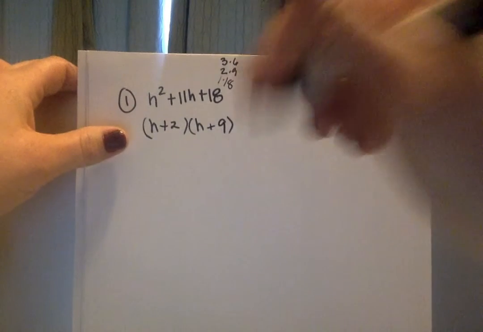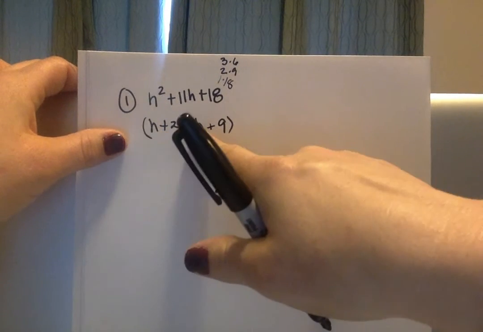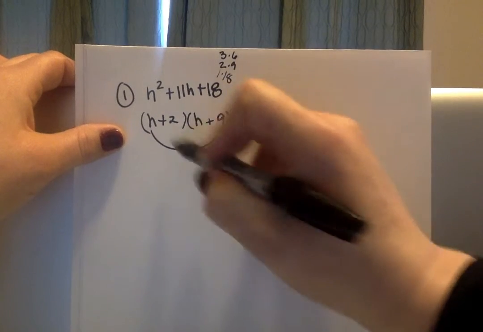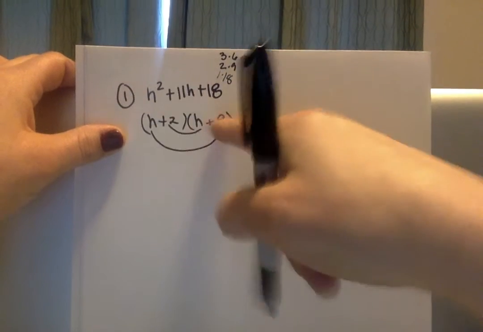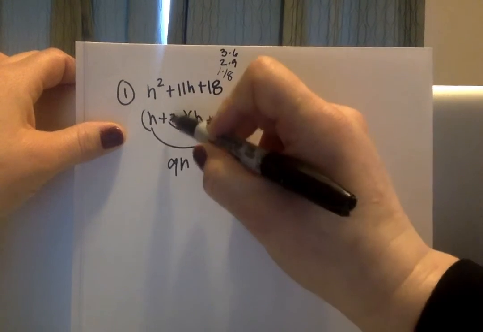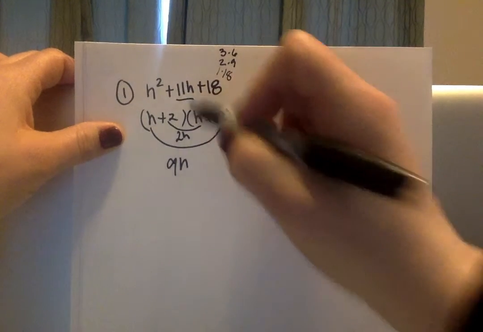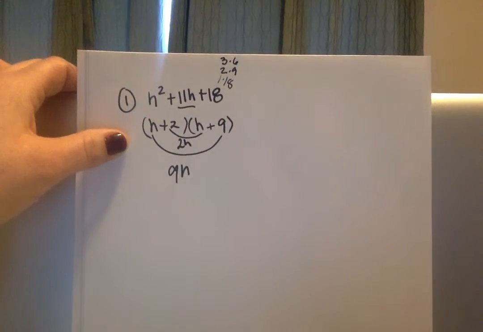You're done factoring. If you want to check, h times h is h squared. Really, you need to check these two. So h times 9 is 9h. This is 2 times h, which is 2h. Add these together, we get the 11h, which is perfect.